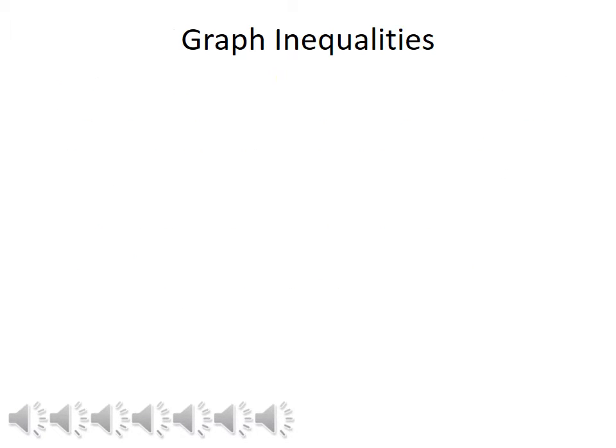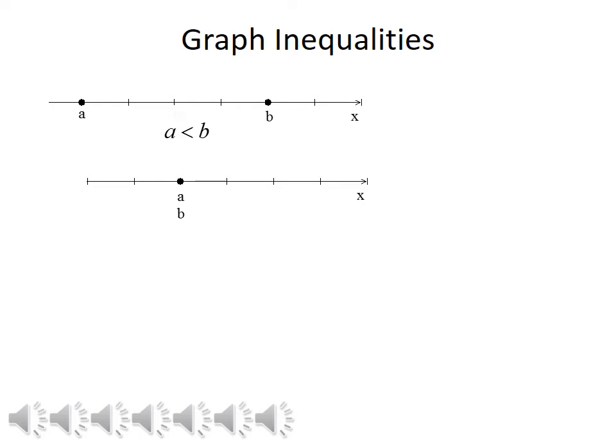So, using the number line, we should be able to graph inequalities. If we look at this number line, we see that A is to the left of B, and so we can write the inequality A is less than B, because points that are to the left of the number line are smaller. On this number line, we see that A and B occur on the same point, and so we can conclude that A is equal to B.